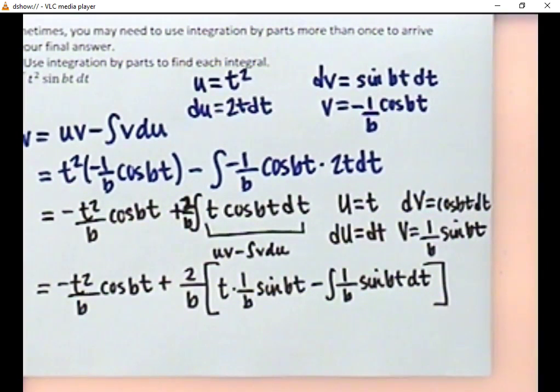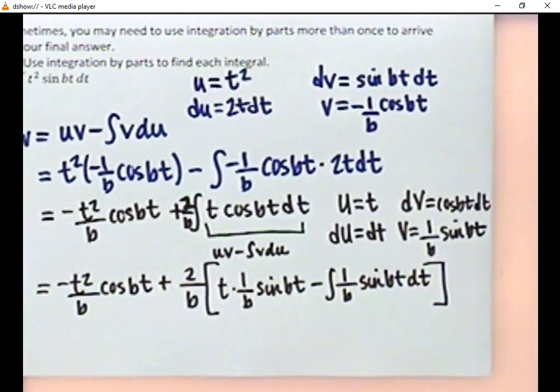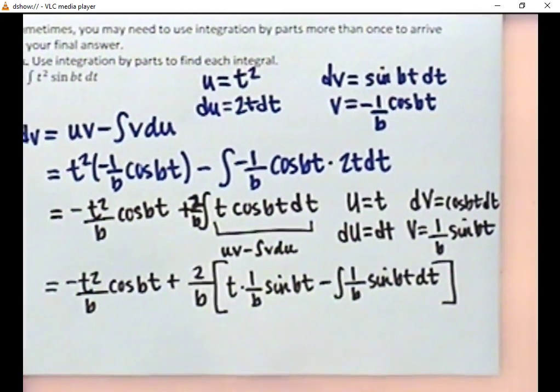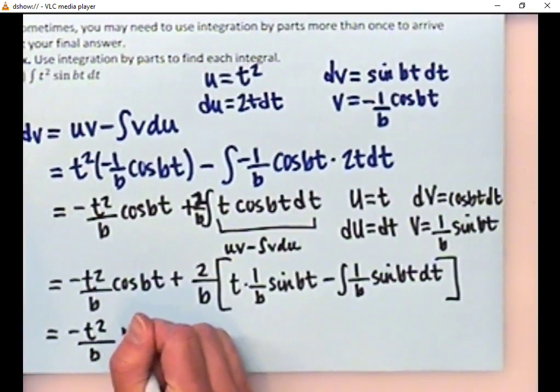Okay, now I'm close to getting done. Can I integrate this last piece then? Yeah, because what's the integral of sine? Yeah, negative cosine. So that shouldn't be a problem. And 1 over b is now just a constant. So I should be able to finish it right here. So just don't forget to bring everything else along.